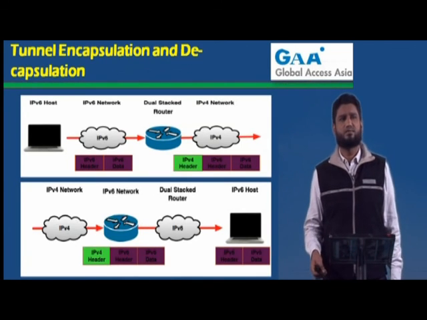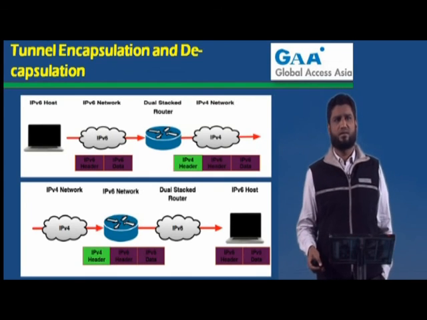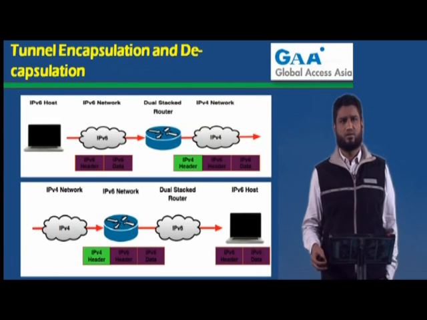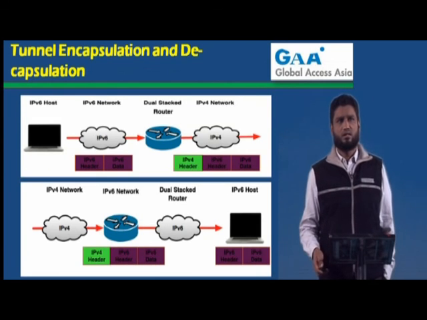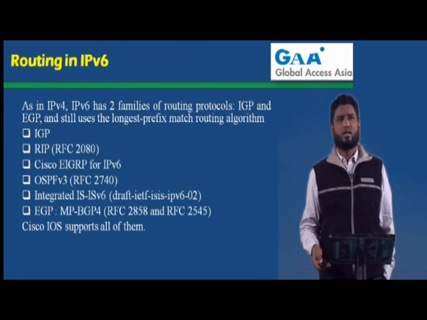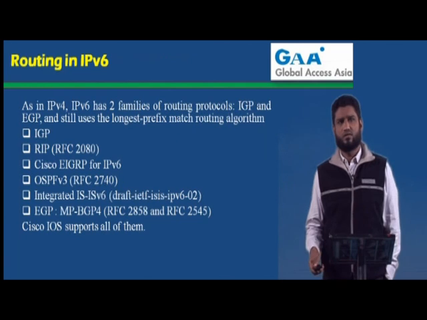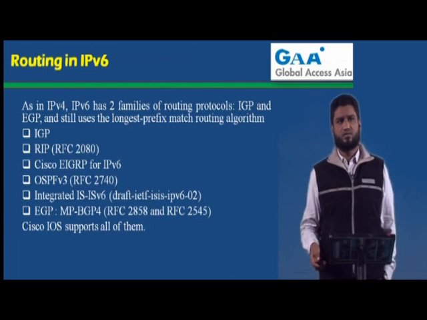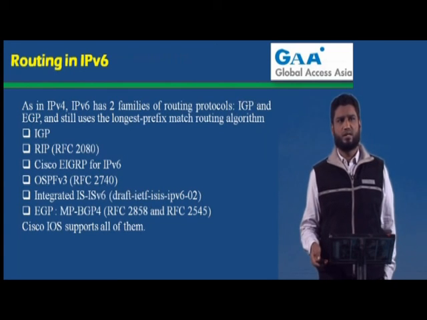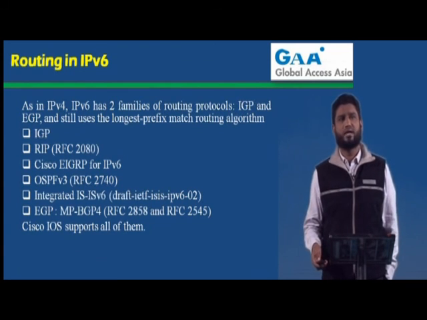Tunneling encapsulation and decapsulation: you can see from this figure an IP version 6 host, IP version 6 network, dual stack router, IP version 4 network configurations, and also some other facilities from these tunneling encapsulations and decapsulations. IP version 6 can be used with many routing protocols: IGP, routing information protocol, Cisco EIGRP enhanced interior gateway routing protocol, OSPF open shortest path first, and also BGP-MP. Some Cisco IOS versions support all of them for IP version 6.